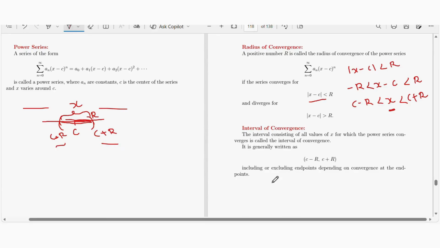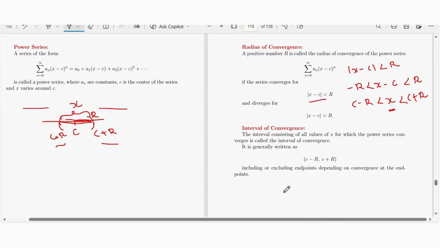Okay. Including or excluding endpoints depending on converges at the endpoints. मतलब कि पहले हमें क्या करना है, find the interval of convergence, और उसके बाद हमें क्या करना है, end point पे भी हमें क्या करना है कि series convergent है या नहीं, वो हमें check करना है.